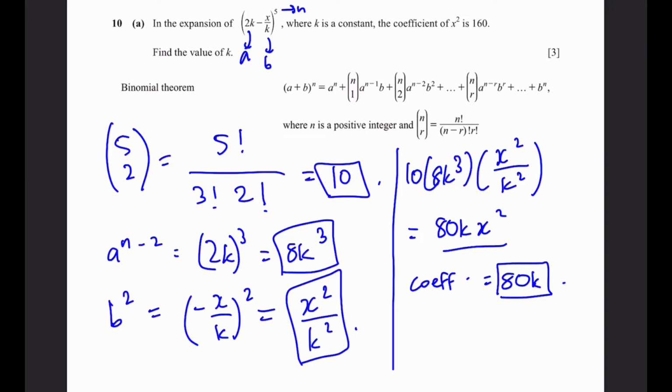Now the coefficient is equal to 80k, and this 80k is going to be equal to 160 based on what's given in the question. The coefficient of x squared is 160, so k is equal to 2, and this is going to be our answer. We have to find k, and we found it. Let's go to part b.